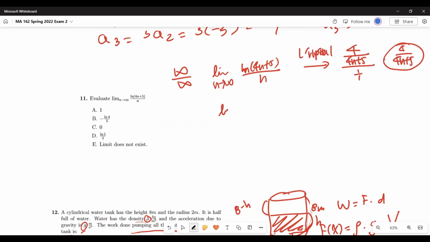So let's plug in an actual value now. Limit as n goes to infinity of 4 over 4n plus 5. 4 over infinity is just 0. So the answer for this question is C.